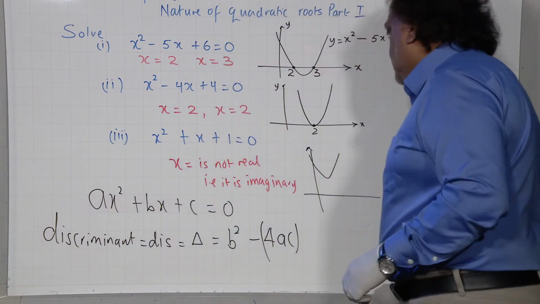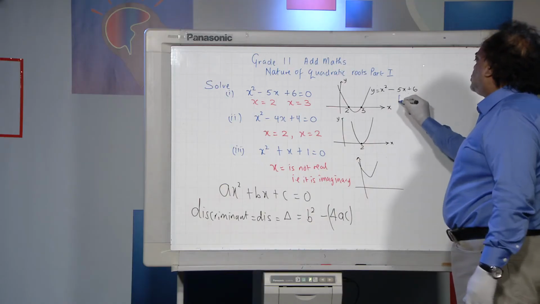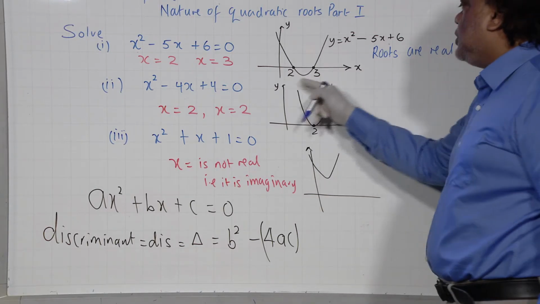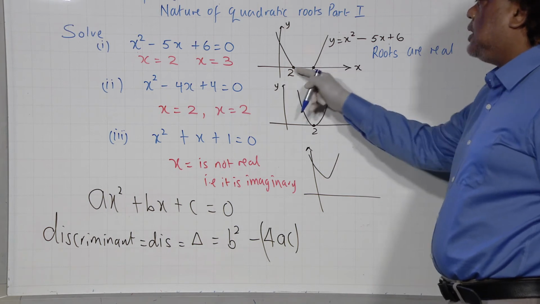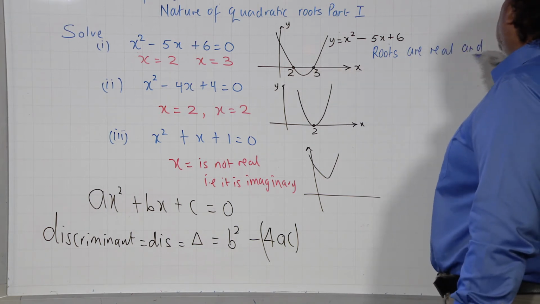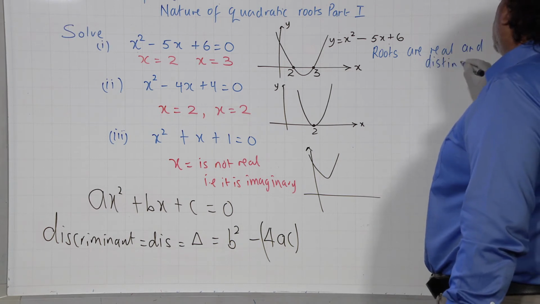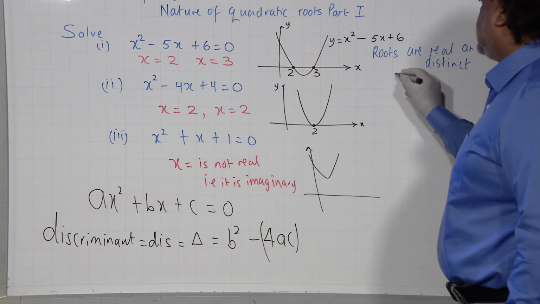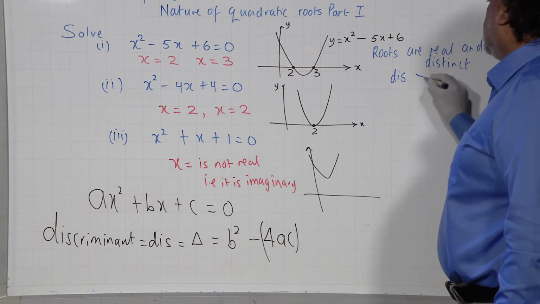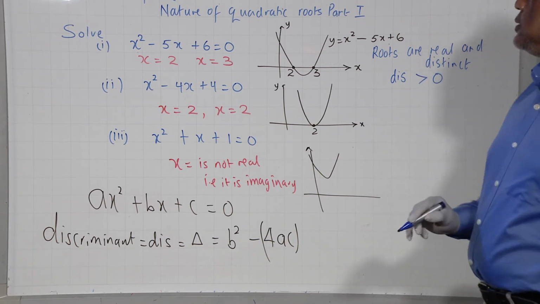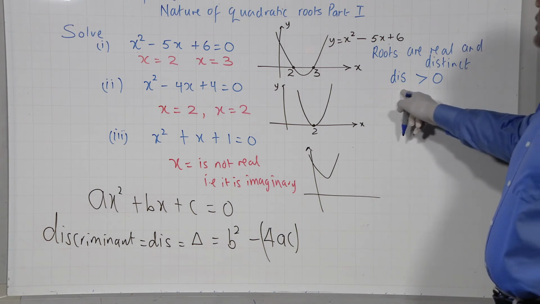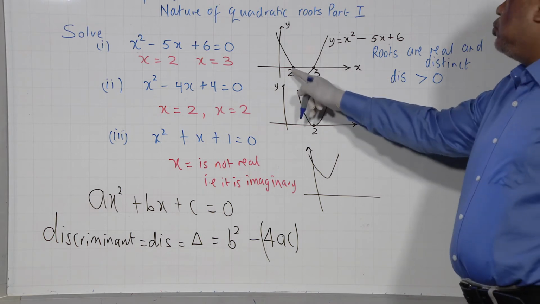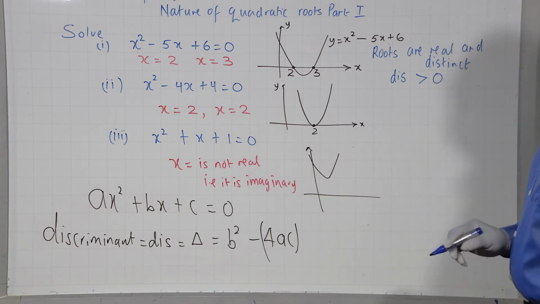So, if we come here, the roots are real. That is the curve we see where the curve cuts x-axis. They are real and distinct. So, in this case, the discriminant is always positive, greater than 0. So, if the discriminant is greater than 0, then the roots will be real and distinct.